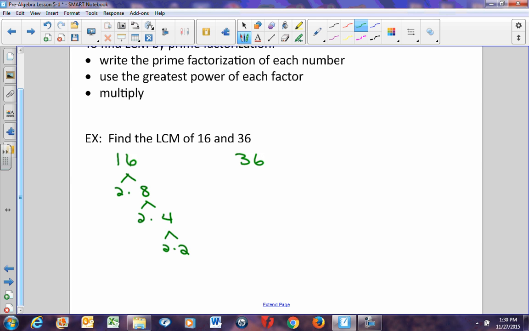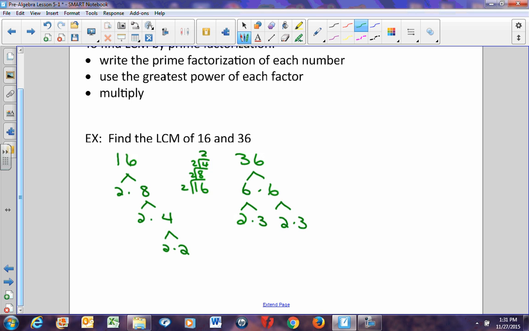Or you can use the upside down division for that. You can use division: 16 divided by 2 is 8, 8 divided by 2 is 4, 4 divided by 2 is 2. Either way works, whether you want to keep dividing or you want to use prime factorization. With the factor tree, you're still using prime factorization. 36 is 6 times 6. 6 is 2 times 3, and the other 6 is also 2 times 3.